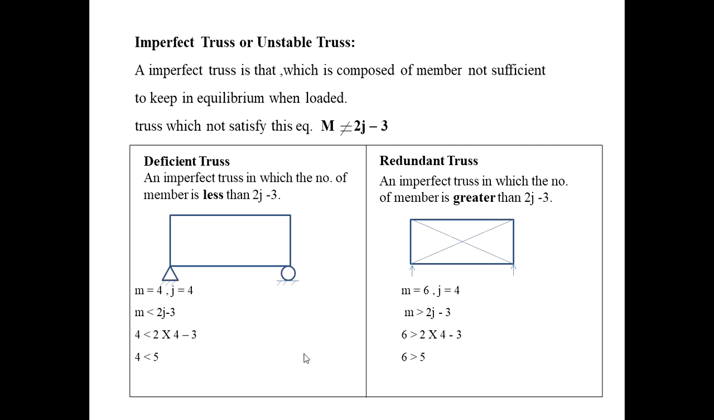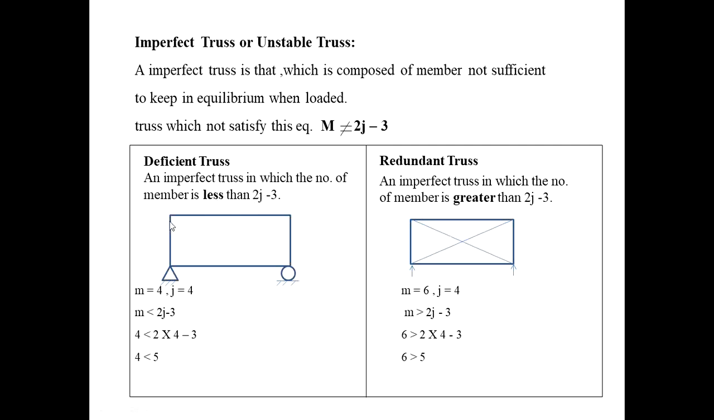Then next, imperfect truss or unstable truss. An imperfect truss is that which is composed of members not sufficient to keep equilibrium when loaded. Means simply the equation m is equal to 2j minus 3 is not satisfied. Imperfect truss is divided into two types. First one is a deficient truss. An imperfect truss in which the number of members is less than 2j minus 3.